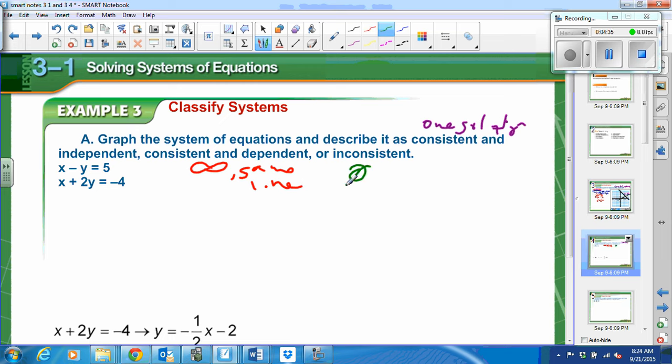Now, the way you can write empty set is a 0 with a slash through it. Please don't use that as a 0. I see some people doing that sometimes, and that means that there's no solution. And if you have an inconsistent system, it means that you must have parallel lines because they would never intersect. So let's go ahead and solve this system, and they want to do it by graphing.